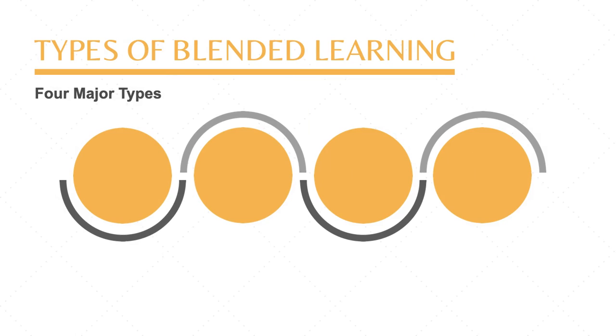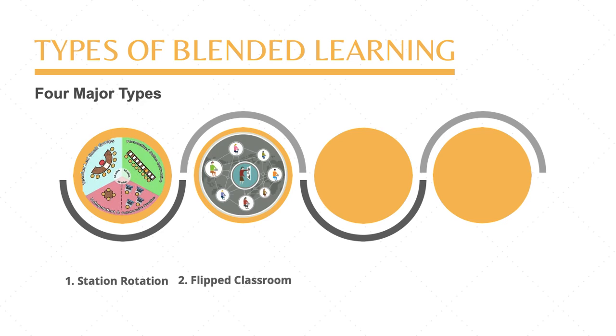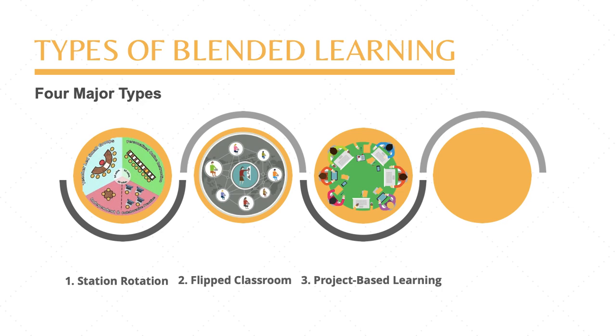There are as many as 12 types of blended learning. However, today we're going to focus on four major types: station rotation, flipped classroom, project-based learning, and flex learning.